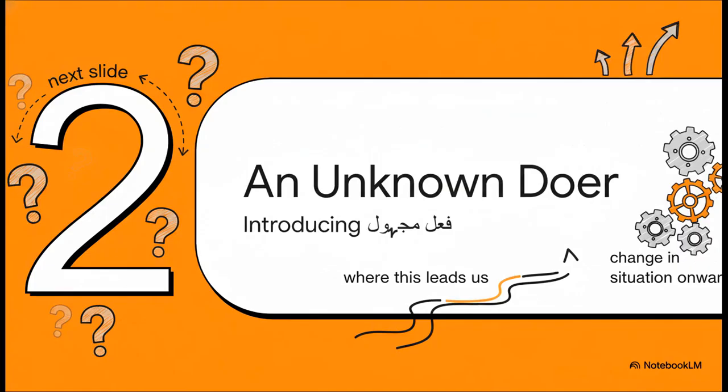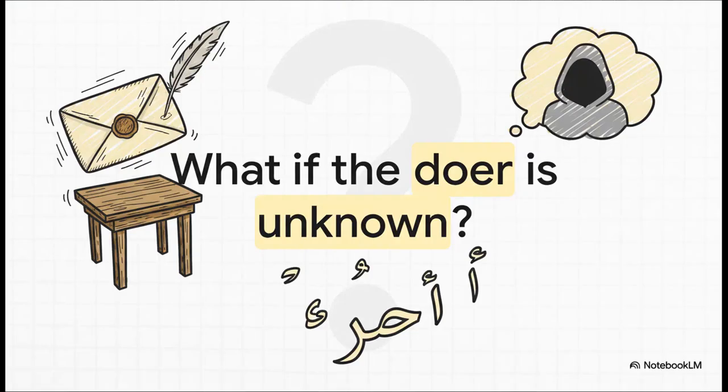Okay, so that's all well and good, but what happens when the situation changes? What if things get a little mysterious? Let's see what kind of problem this creates. And this right here is the question that changes everything. I mean, what if the letter just shows up on the table and you've got no clue who wrote it? Or maybe you do know, but for whatever reason you don't want to say who it was. How do you say that a letter was written without actually naming the writer?